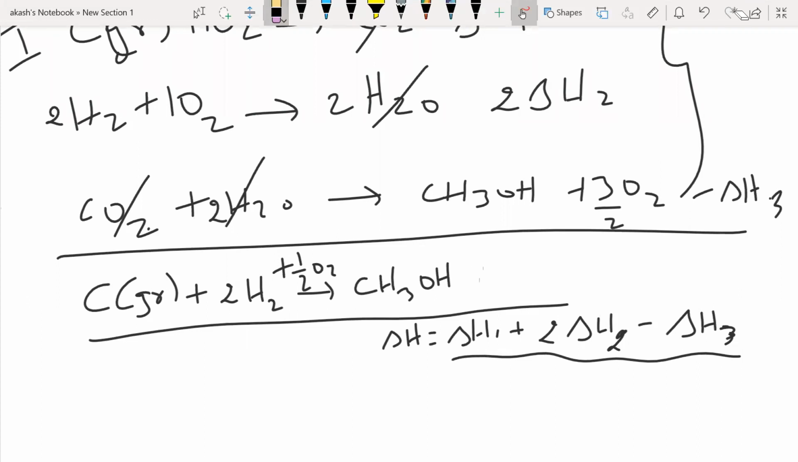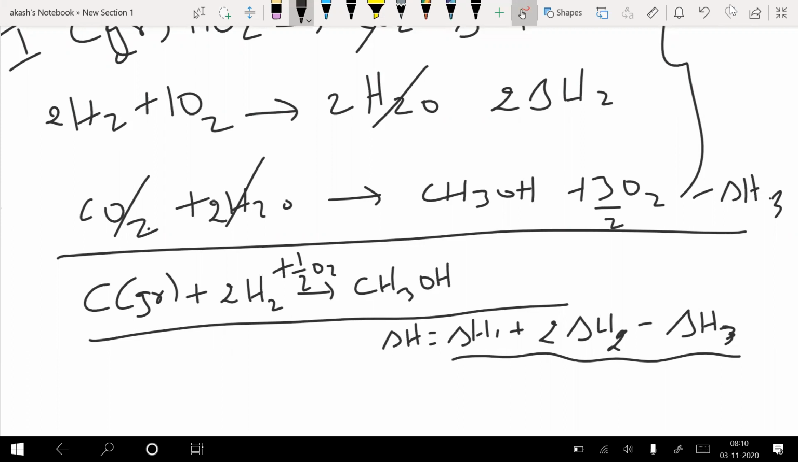Yes, any doubts, people? This is how questions will be asked. They'll be giving you 2-3 equations, and they'll be asking you the enthalpy for some other reaction like this, and you have to do all the required operations and get the answer. Right. So I think time is over. Next class we'll be doing some more problems like this.